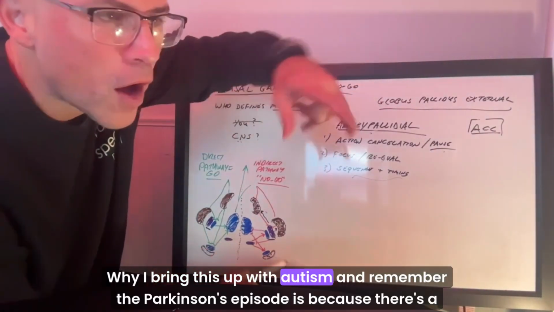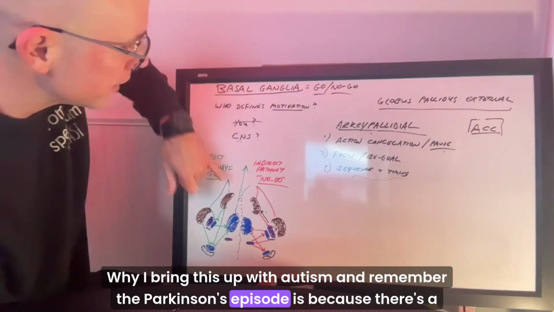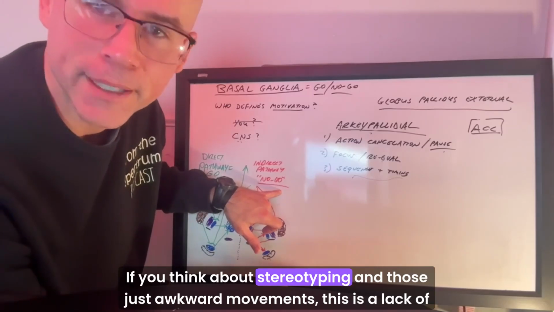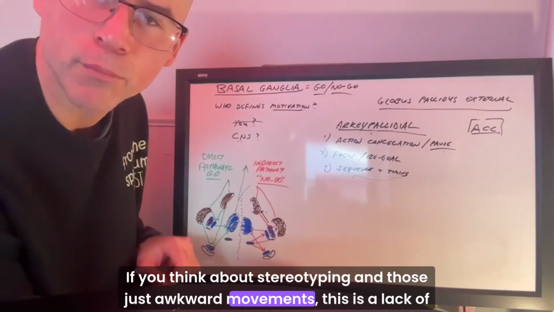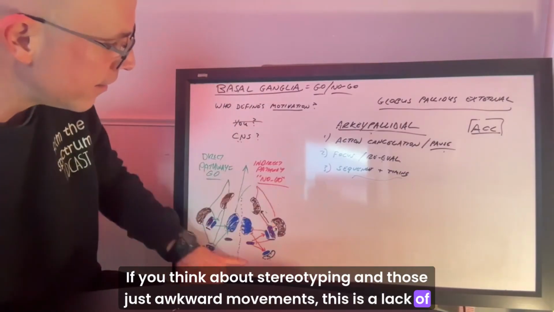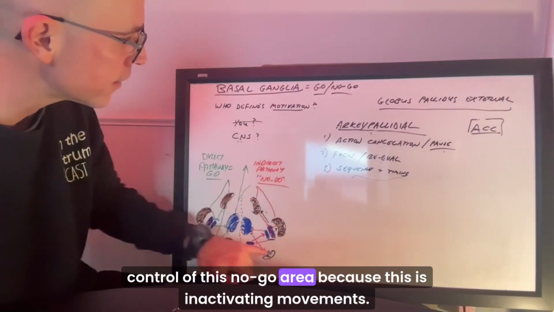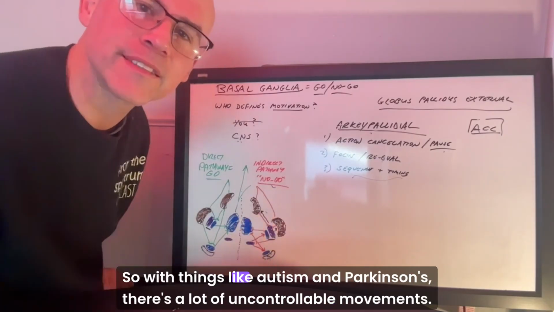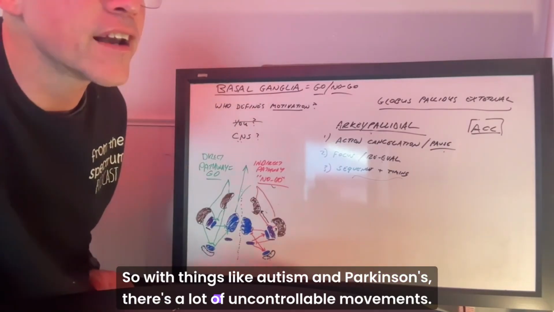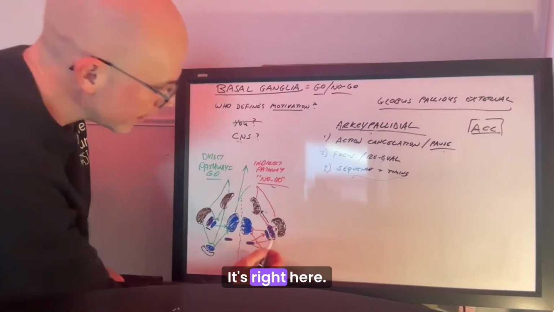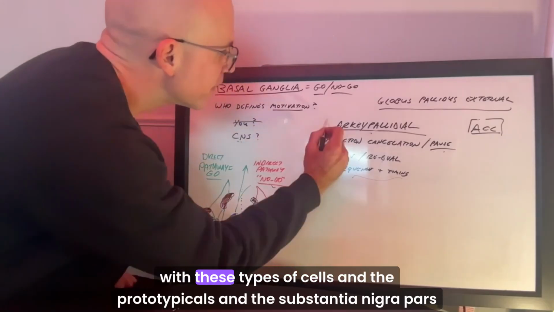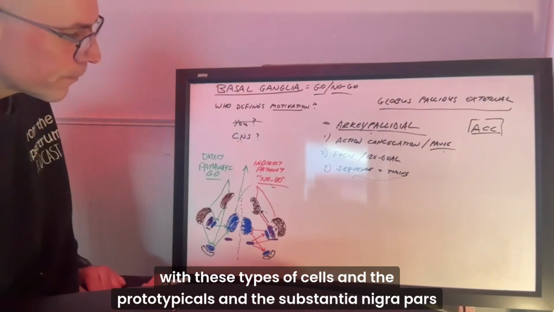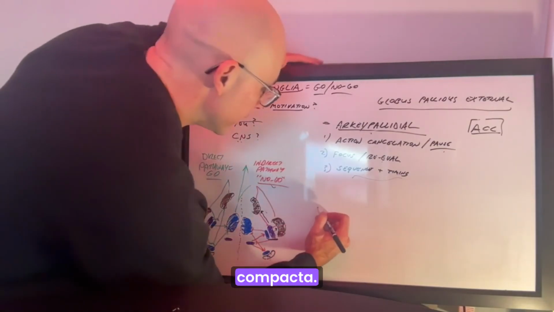Why I'm bringing this up with autism, and remember the Parkinson's episode, is because there's a lot of no-go implications. If you think about stereotyping and those just awkward movements, this is a lack of control of this no-go area, because this is inactivating movements. So with things like autism and Parkinson's, there's a lot of uncontrollable movements. It's right here. It's right here with these types of cells and the prototypicals and the substantia nigra pars compacta.